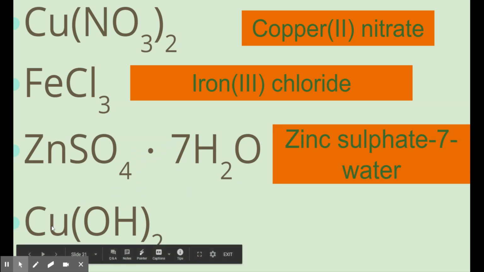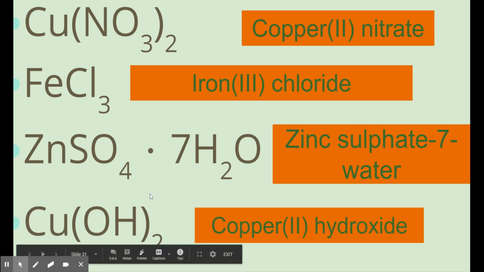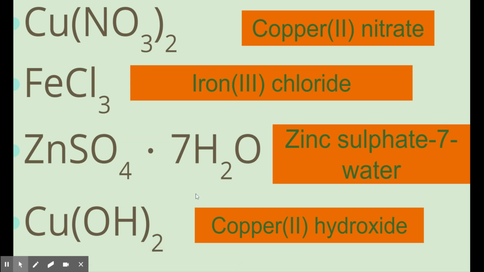The last one is copper. Copper starts first, and then we have a hydroxide ion at the back, with two of them. That means copper should have a charge of 2 plus. That's why this one is called copper 2 hydroxide. Well, after the naming exercise, I hope that you can understand more about how to write a chemical formula of an ionic compound, together with knowing how to name an ionic compound.